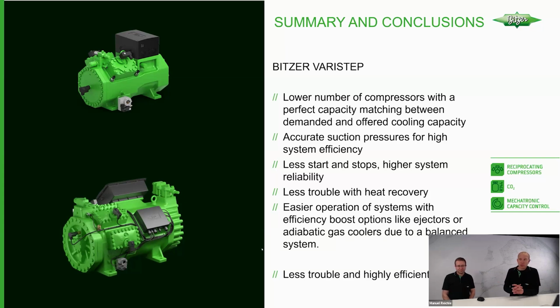And in the next step, as the systems become a bit more complex, like with ejectors, adiabatic gas coolers, additional air conditioning load possibly, or heat recovery, additionally in wintertime. So all this then adds up to, we need good capacity control for different operating conditions, for summer, winter, as Tobias pointed out and explained. So in the end, in a nutshell, less trouble and highly efficient systems. Of course, that is the goal. That is what we want to achieve, where VARISTEP is really a great technology to accomplish that.